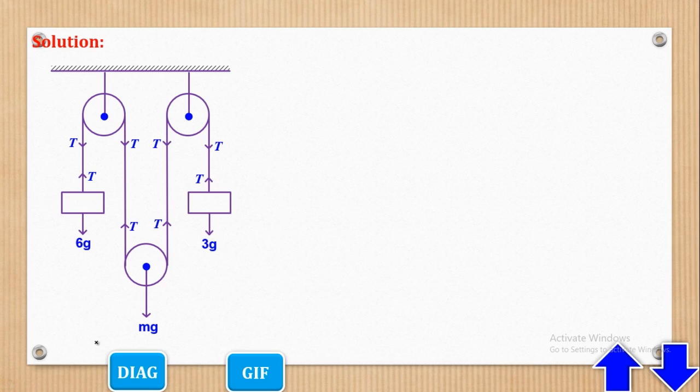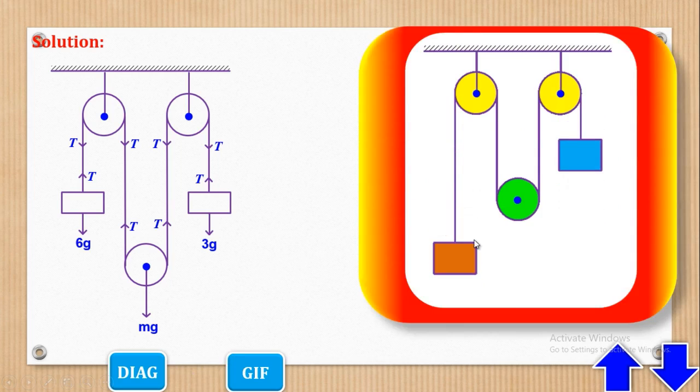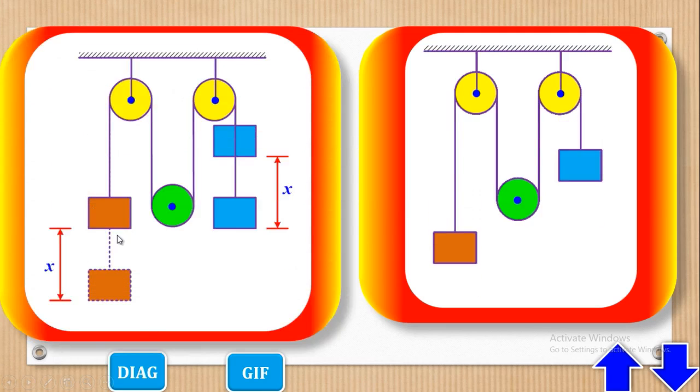So what does that mean? It means that when the system is released, it is only these masses which will move. I think we realize that this one is heavier than this, meaning that this will move downwards and this will move upwards, as you can see here. And the distance covered in the same time will be the same. So if this particle moves downwards by distance x, this one will move upwards by distance x. What does that mean? It means that the magnitude of the acceleration is the same, it is only the direction which is different.